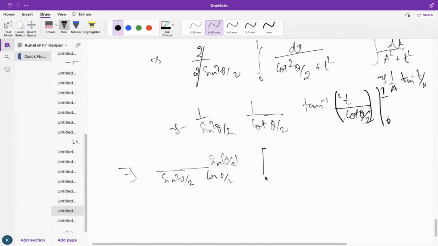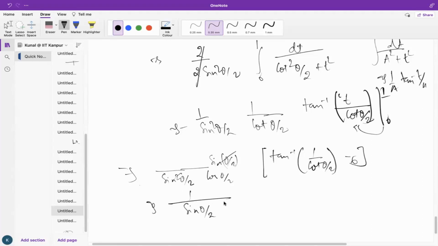And then when we substitute the limit here, what we get is tan inverse of 1 by cot theta by 2. And when we insert the 0, it becomes 0 because tan inverse 0 is 0. So this gets cancelled. In the numerator, what we get is sine theta by 2 cos theta by 2. Right? Sine theta by 2 cos theta by 2.